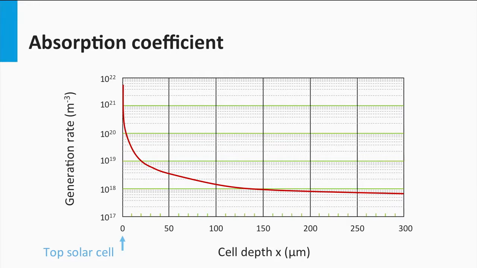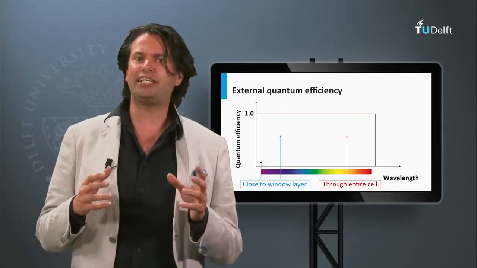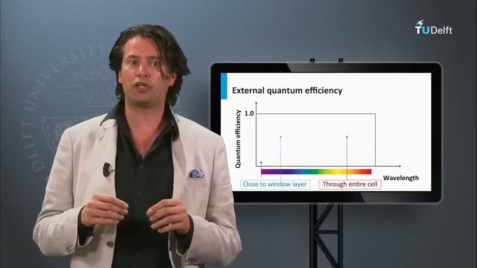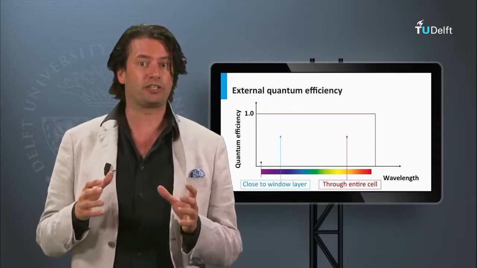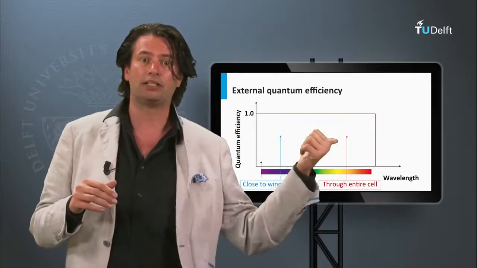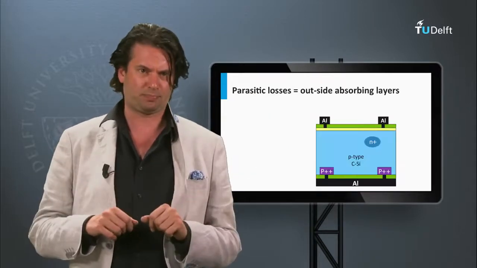At the front side, where the light enters the absorbing film, the generation of charge carriers is significantly higher than at the back side. It means if we look at the EQE of a solar cell, the EQE values measured in the blue correspond to charge carriers generated close to the window layer, whereas the EQE in the red part represents charge carriers generated through the entire absorber layer.